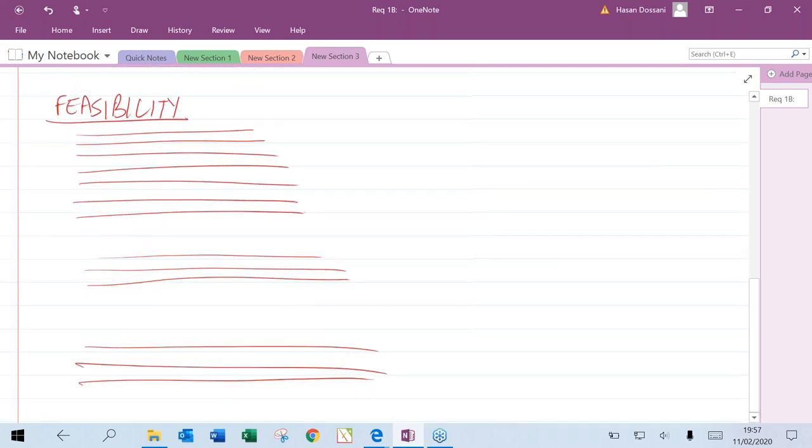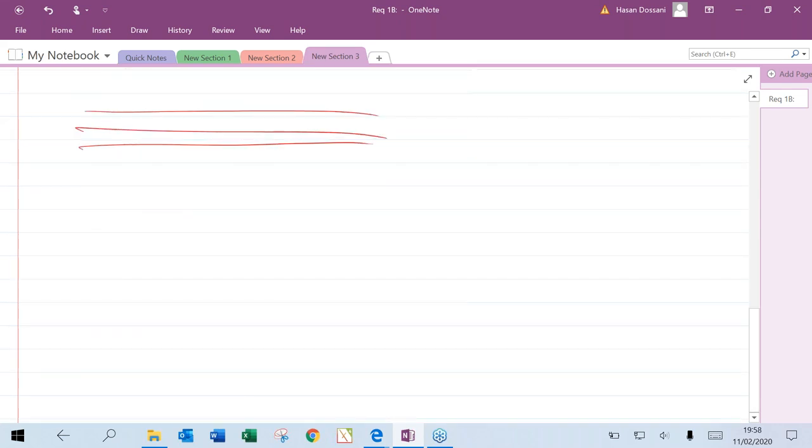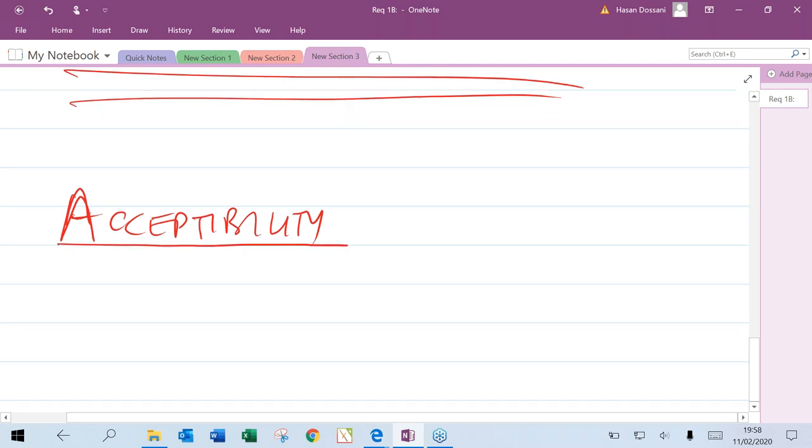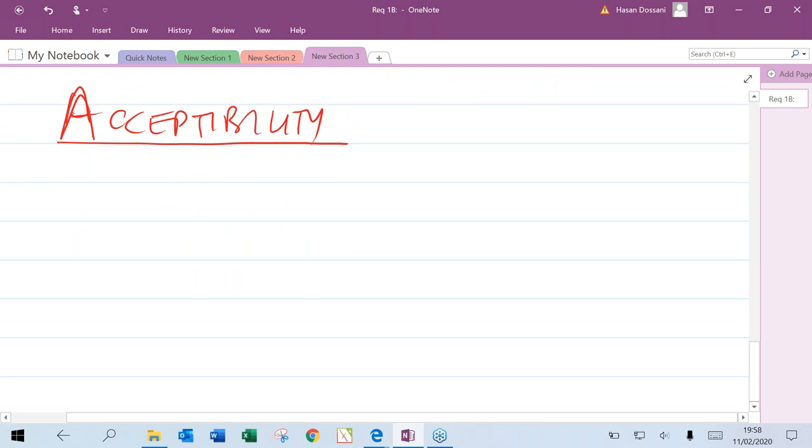So three paragraphs under feasibility. The first paragraph talks about human resource, followed by financial resource, and then IT and brand. Now we talk about acceptability. So you give a heading. First of all, I need to see three paragraphs, okay?